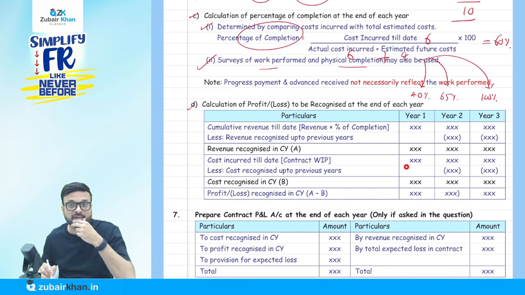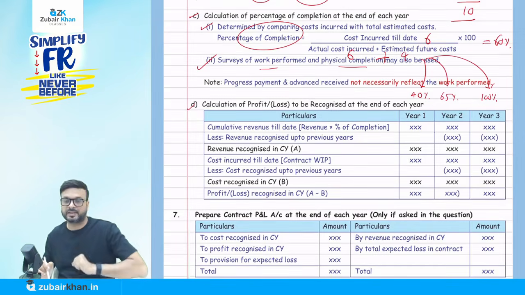Then here the cost incurred till date, as it is the first year, we have not recognized any cost earlier. So we are not going to deduct anything. So here the total cost recognized. Now the profit, revenue minus cost, is the profit for the first year. Now the twist will come in the second year.